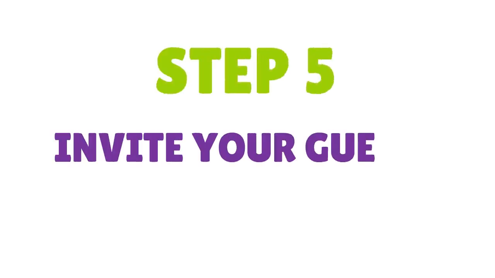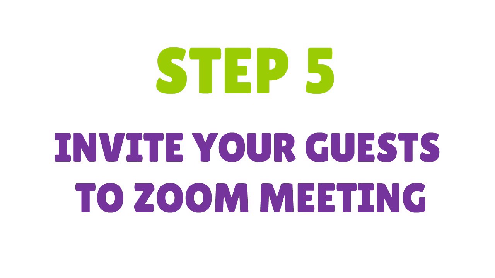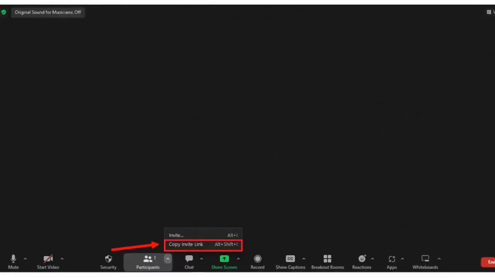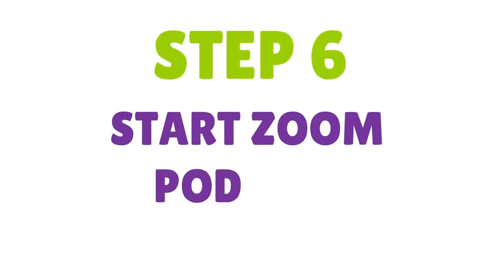Step number 5, invite your guests to Zoom meeting. Zoom allows you to invite participants to an instant meeting or a scheduled session. To invite attendees to the Zoom meeting, you want to enter the session and click the arrow next to participants. In the pop-up, click the copy invite link. You can share the Zoom meeting link with your guests via email or instant message. If you have scheduled a meeting for later, you can copy a link from the Zoom dashboard and paste it into any message format.